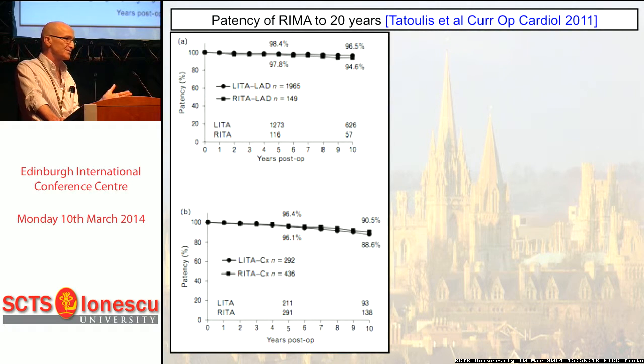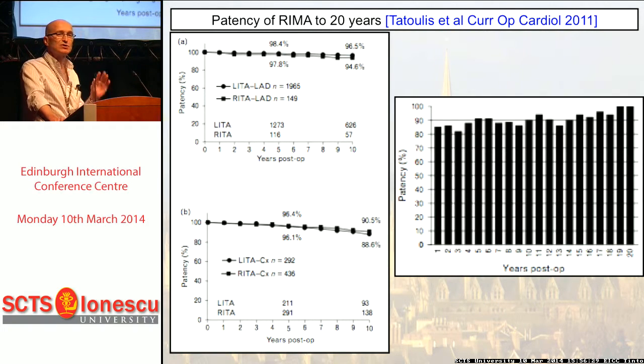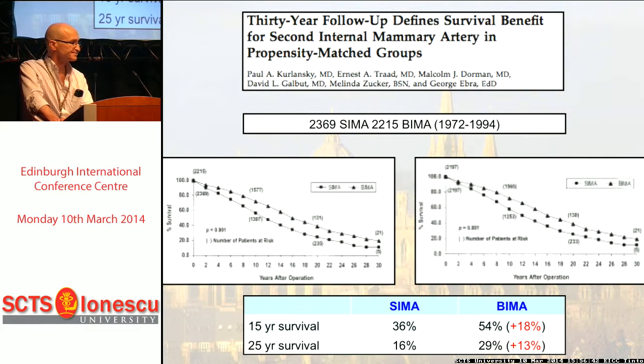The second graph shows the patency of left and right mammary to the circumflex system. It's slightly lower at 90%, but it's still the same for left and right mammary. And as they follow patients out to 20 years of follow-up looking at the right mammary artery, the patency of that right mammary remains in excess of 95% at 20 years. So these are the kind of data that you would never see with vein grafts.